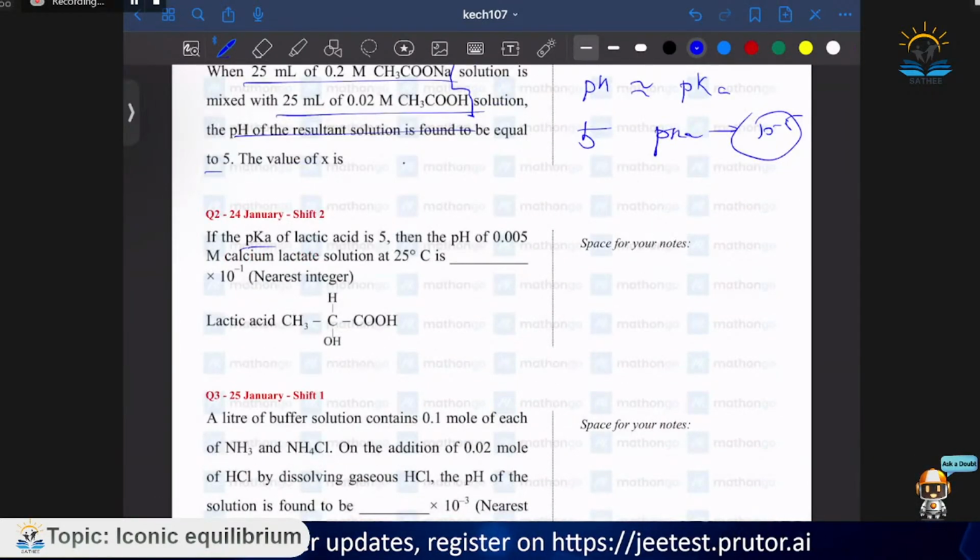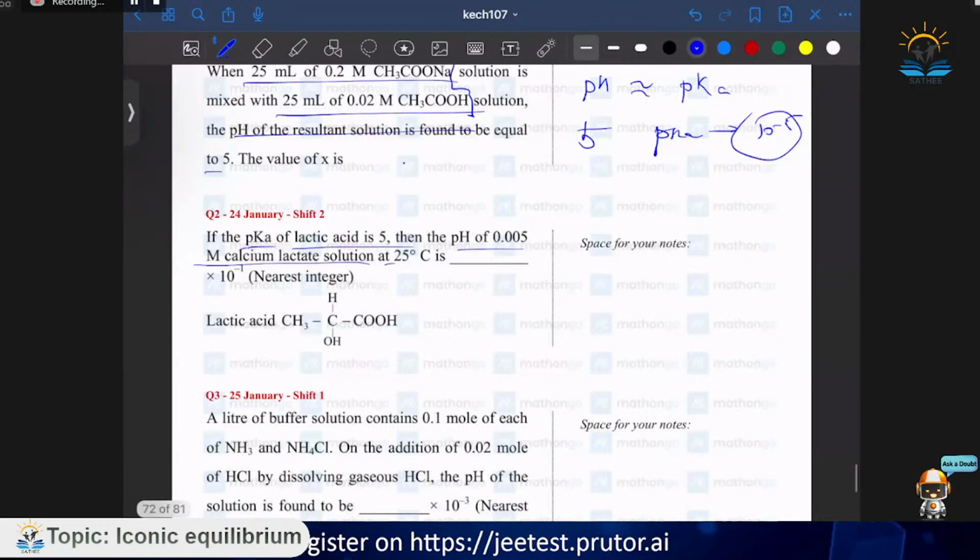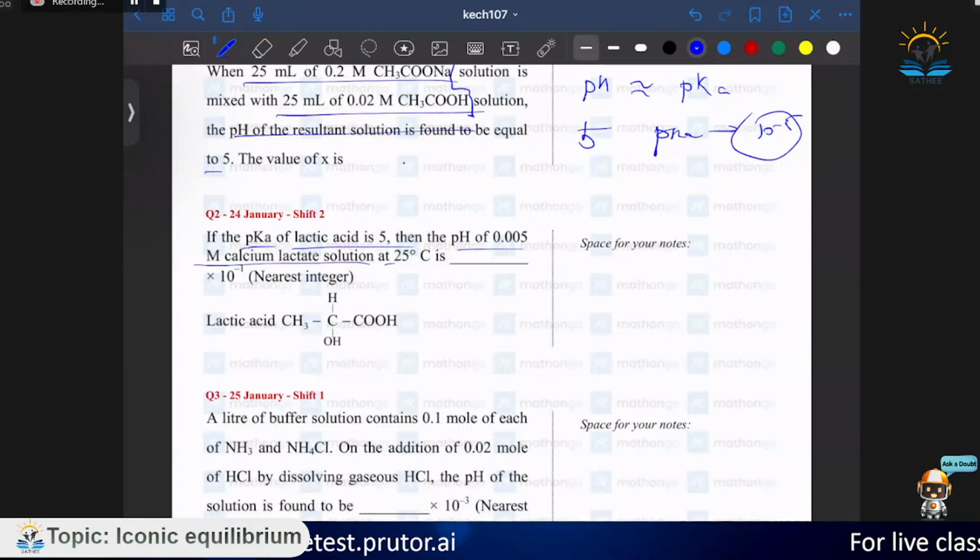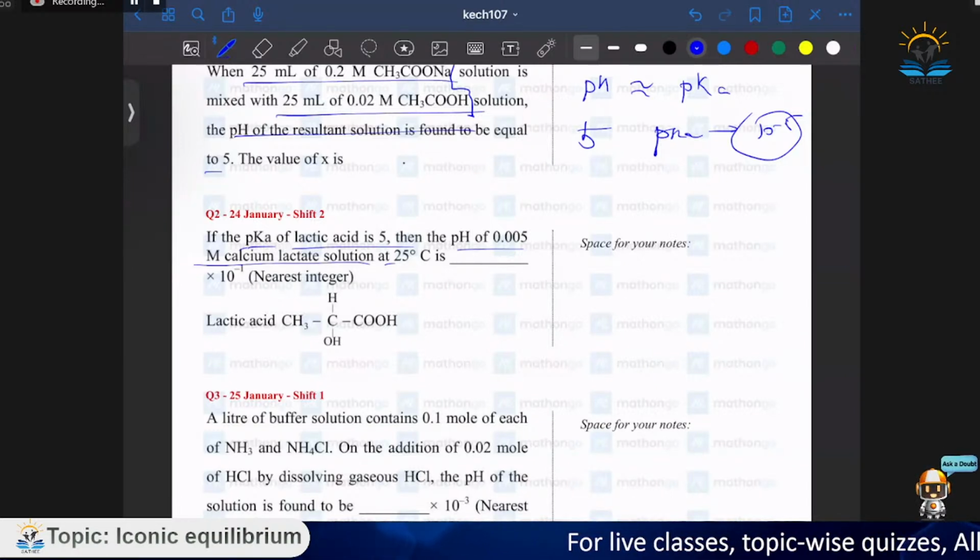Moving on, pKa of lactic acid they have given, then the pH of 0.005 molar calcium lactate solution. This is also a question of a buffer. The answer is lactic acid, right?